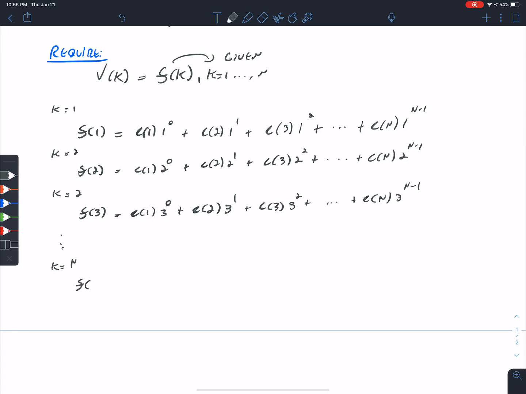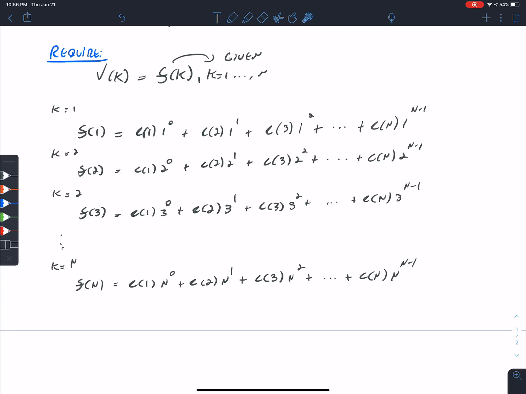So we have f of n, which is again given. It's going to be c1 n to the 0 power plus c2 n to the first power plus c3 n to the second power plus dot dot dot plus cn n to the n minus 1 power. So let's stop here for a second and try to interpret this with respect to what we learned about linear systems just a little while back.